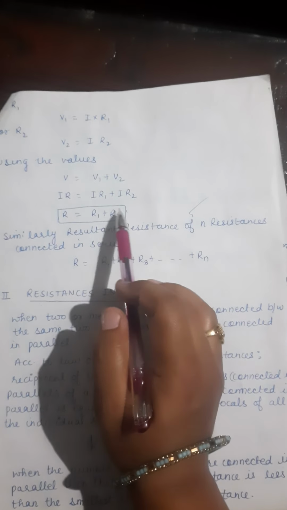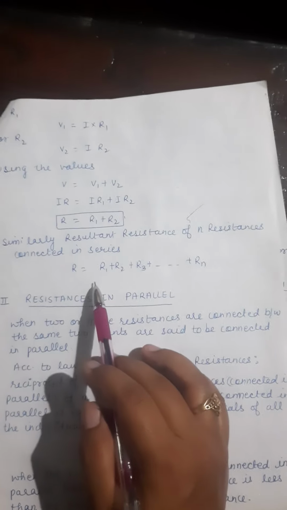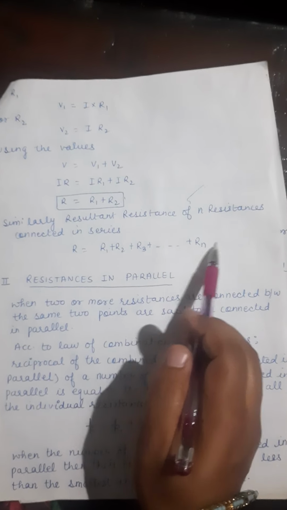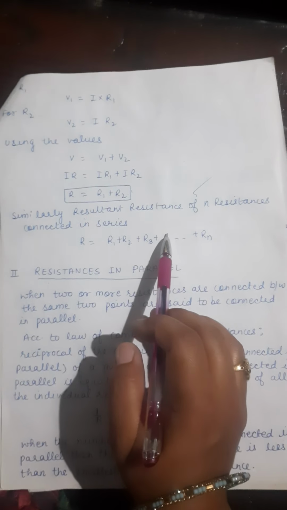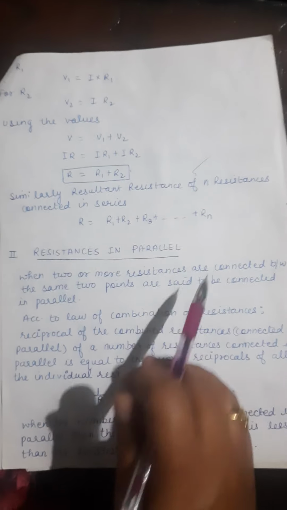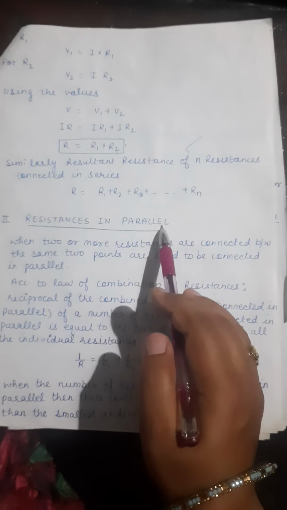And if you have a number of resistances up to n, then the resistance becomes R1 plus R2 plus R3 and so on up to Rn. That is, you can say here the resistance got increased in series combination. Clear, students? Now we will discuss the next combination, that is parallel combination.